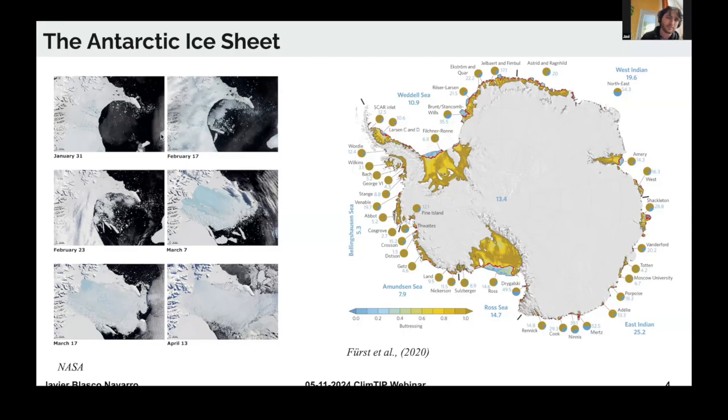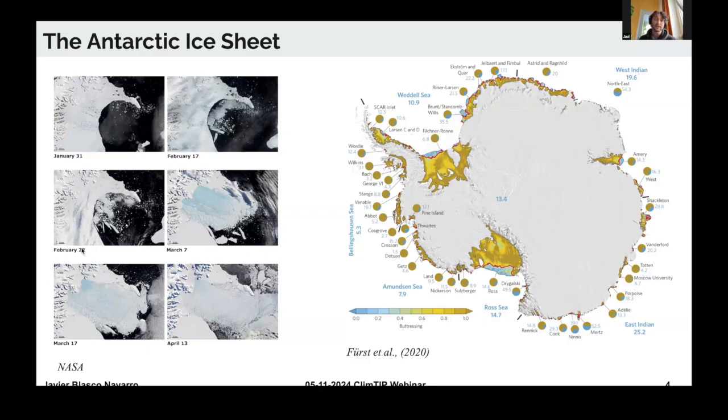This is the famous example of Larsen B, which was an ice shelf here. It was quite stable in January 2002, but afterwards it started to break, and in a very few weeks to months, almost all the ice shelf collapsed, and all the interior ice started to accelerate. So ice shelves, although they do not directly contribute to sea level rise, hold back inland ice velocities.